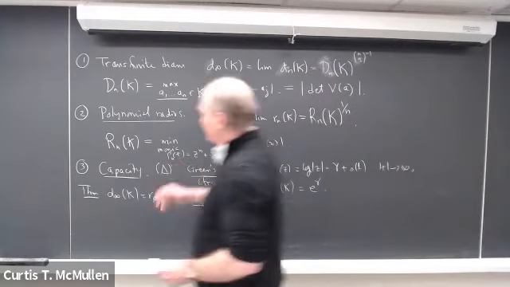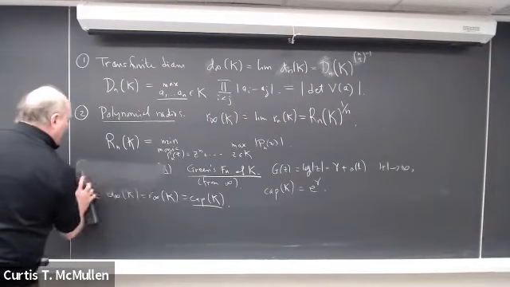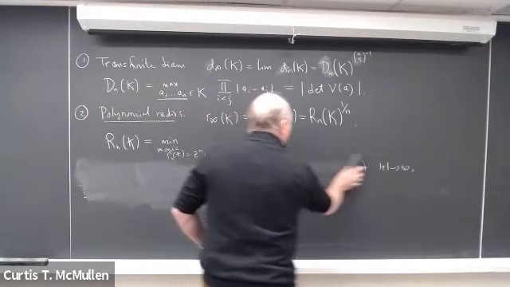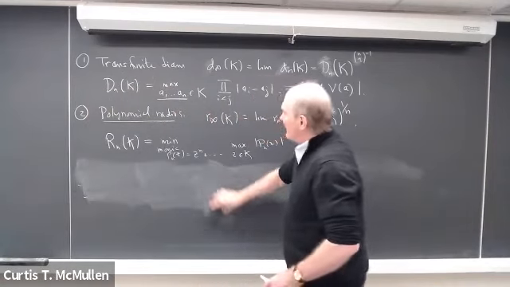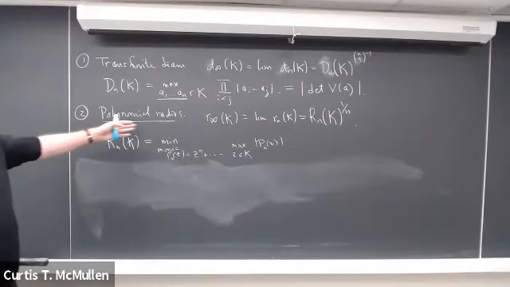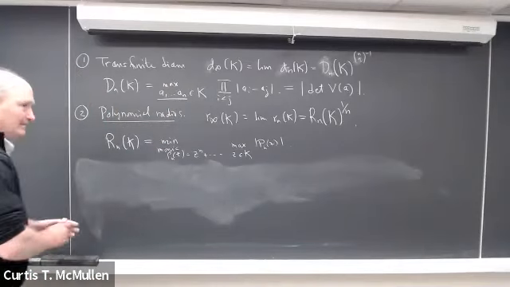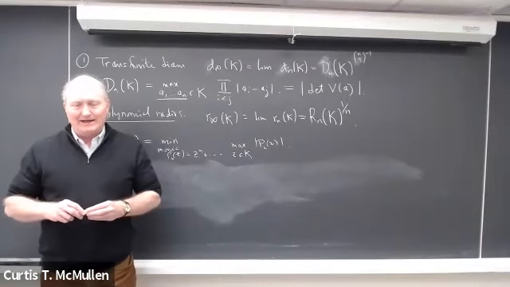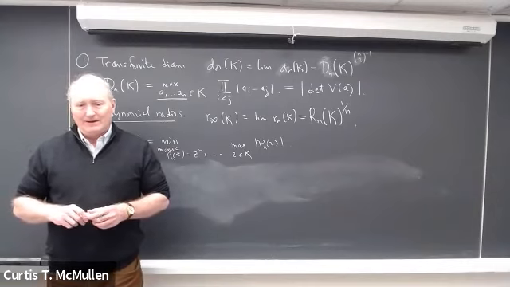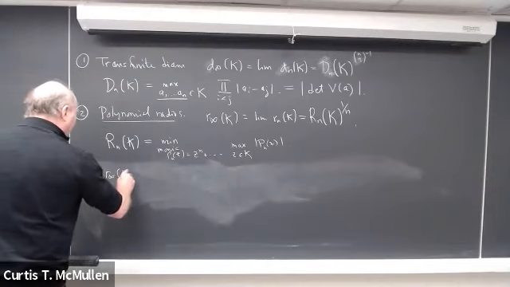Okay, so let's continue with our discussion. I'll set aside capacity for the moment. And we've already proved that dn exists, and we have this definition now of Rn. So the main task is to prove that R infinity exists, and that it equals d infinity. Okay, so any questions before we start on that argument? Okay, so let's go to prove that R infinity of k exists.